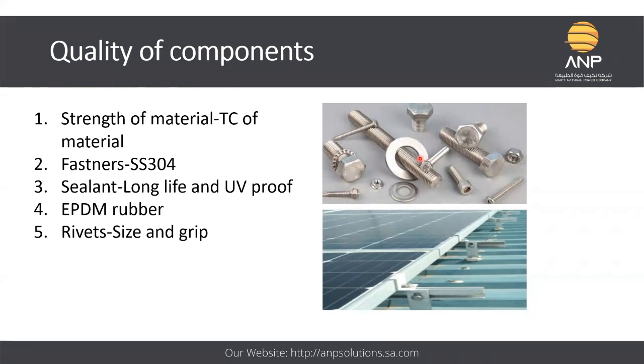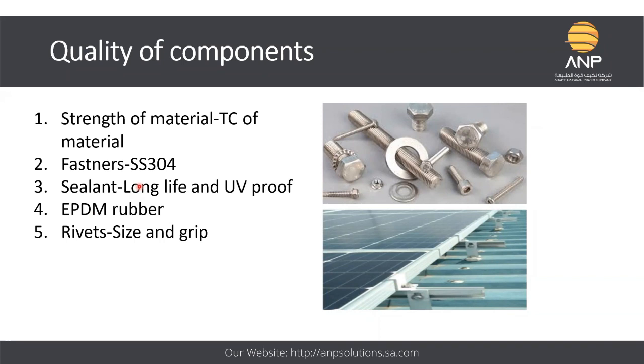Another point you have to consider is the sealant quality. For example, in case of GI type of installation, after installing this structure, you have to put some sealant on this surface so that there will be no leakage in the future. You have to take care about this sealant, because if the quality of sealant is not good, you may face leakage in the existing roof.